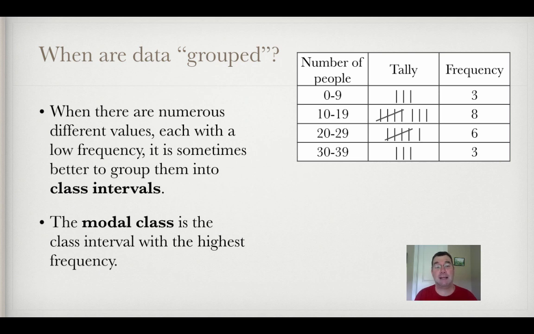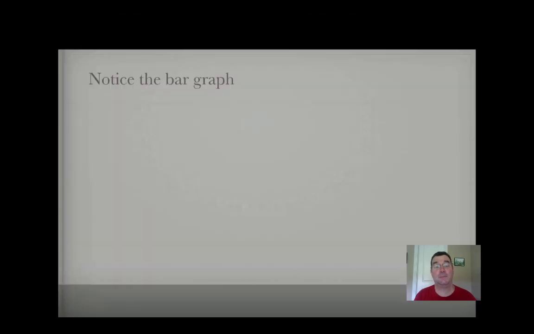The modal class, though, that's a definition you need to know. That's just going to be, instead of the value with the highest frequency, that group that has the highest frequency. So in this case, it would be the group from 10 to 19 people.